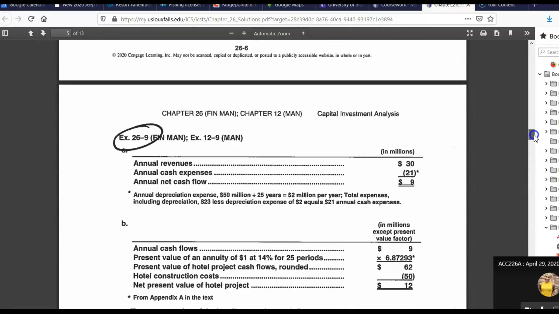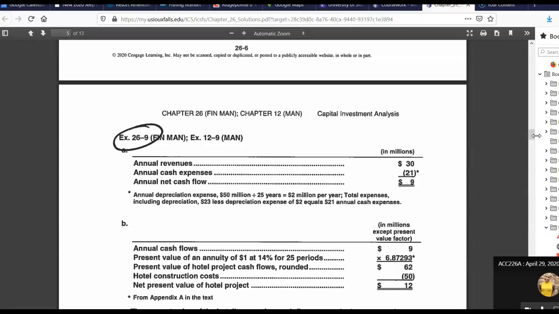All right, well, we'll do number 9 here, and then we'll look at 14 and we'll solidify it too. So number 9, it just reads, this hotel is considering the construction of a new hotel for $50 million. The expected life is 25 years, no residual value. The hotel is expected to earn revenues of $30 million. Expenses, and it includes depreciation, is $23 million. They want 14%. Determine equal annual cash flows.